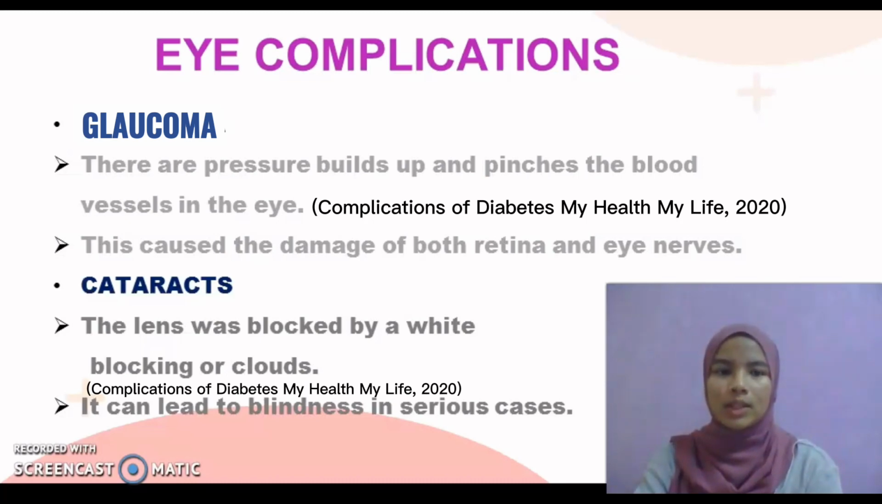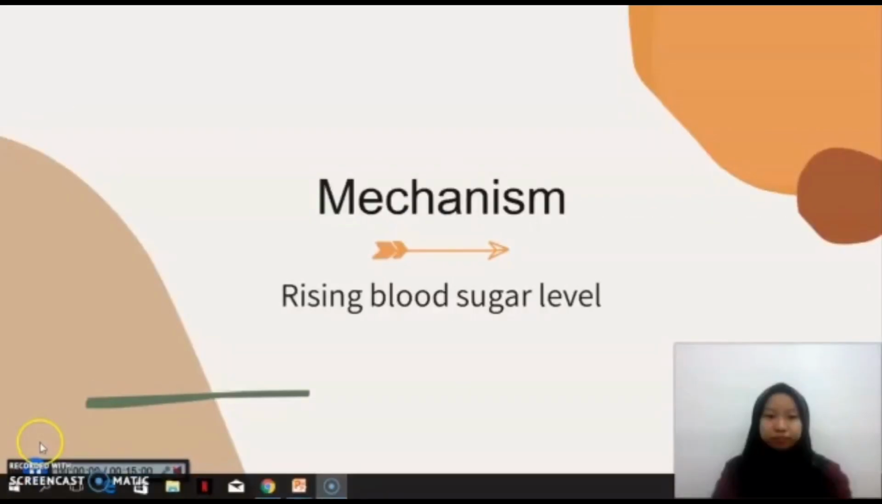The last one is cataract. Cataract is the condition where the lens is blocked by a white cloud. It is caused by the excess sugar of diabetes. In serious cases, it can lead to blindness, and sometimes people need surgery to remove the clouded lens to have better vision. And people who have diabetes have a very high risk of getting cataract.